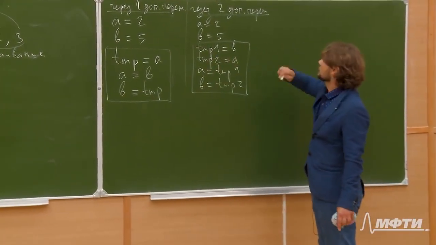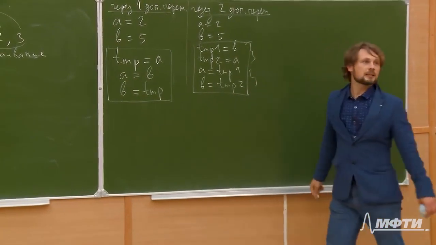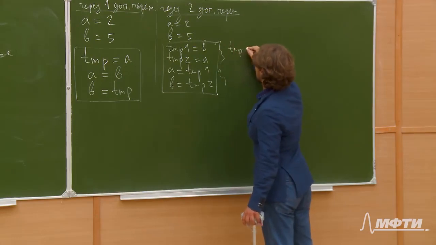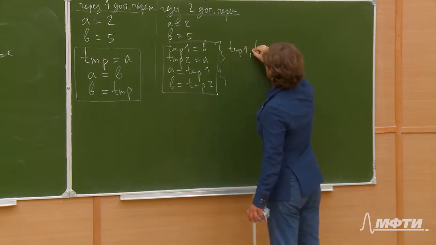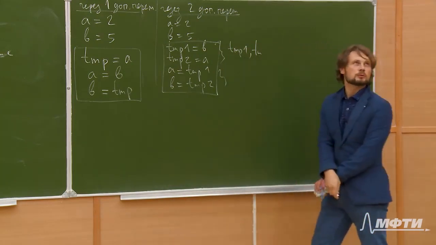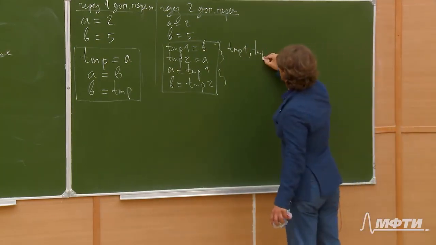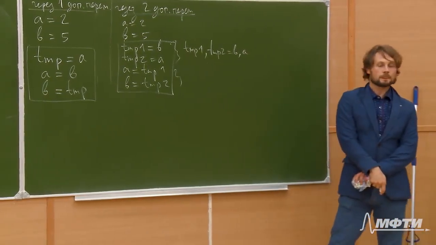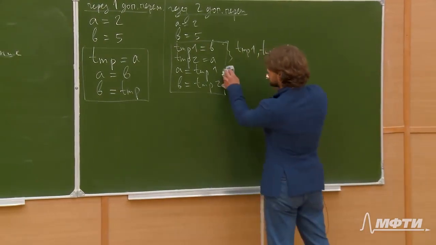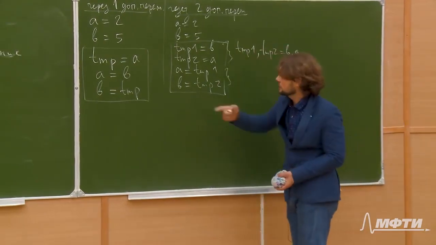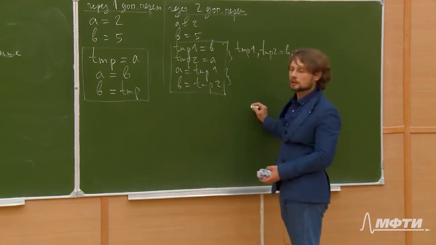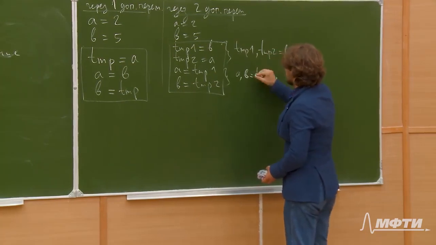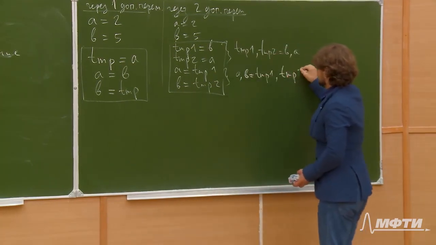Multiple assignment. Attention. Let's immediately shove TMP1 and TMP2 into B and A, in this way: TMP1, TMP2 equals B, A. Yes, clear? And I will also make these two lines one assignment: A, B equals TMP1, TMP2.